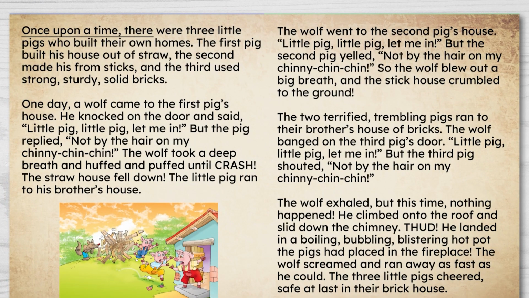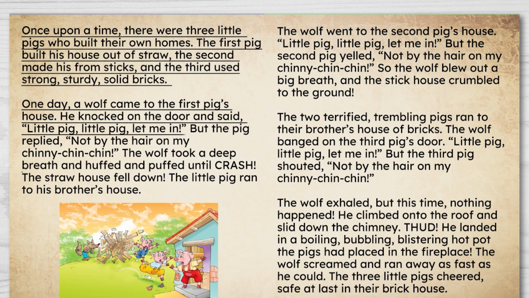Once upon a time, there were 3 little pigs who built their own homes. The first pig built his house out of straw. The second made his from sticks, and the third used strong, sturdy, solid bricks. One day, a wolf came to the first pig's house. He knocked on the door and said, "Little pig, let me in." But the pig replied, "Not by the hair on my chinny chin." The wolf took a deep breath and huffed and puffed until, crash, the straw house fell down.